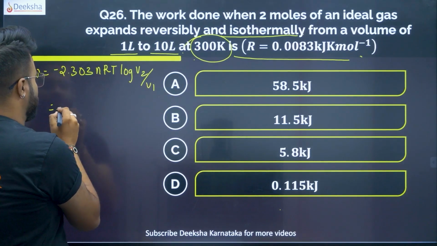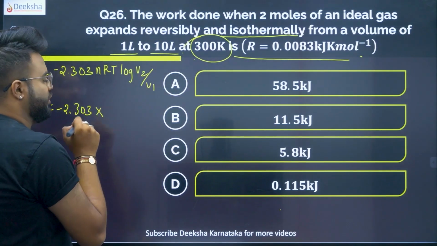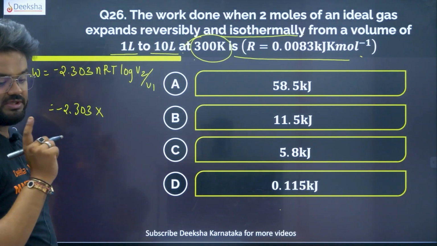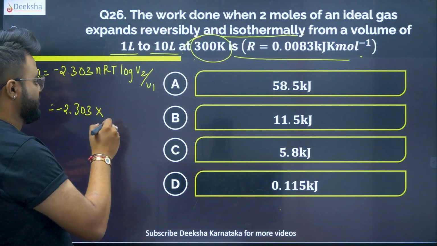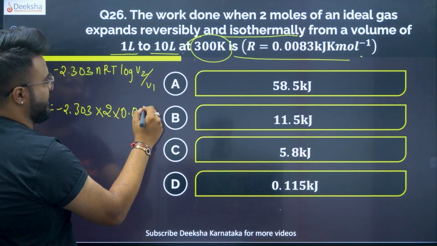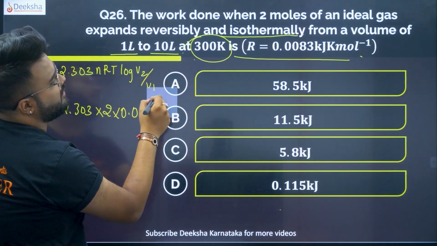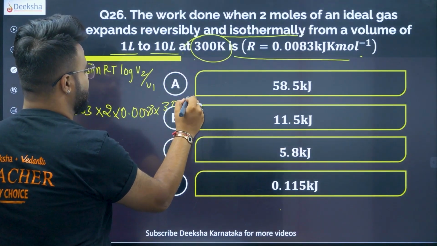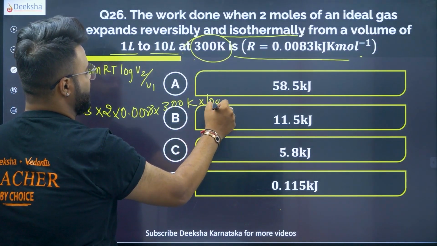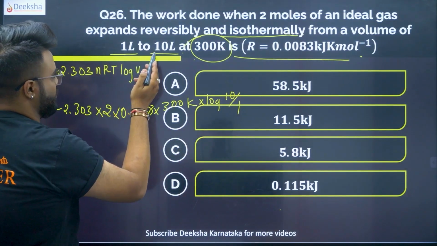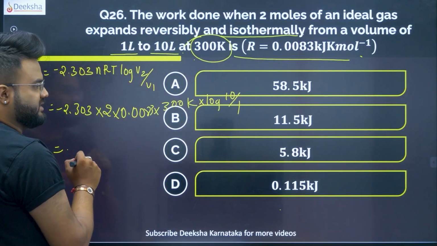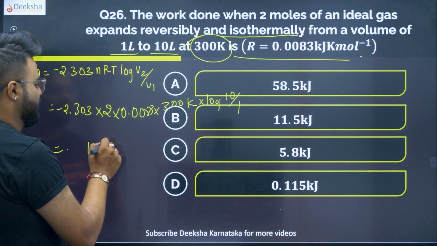So now everything we know, that is 2.303 into n. So what is the n they have given? n is 2 moles. So now coming back to n, we'll add 2, into 0.0083 into 300 Kelvin they have given, divided, okay, log of 10 divided by 1. So that is V2 is 10 liters, V1 is 1 liter. That is nothing but 10 divided by 1. When you do this, you will get 11.5 kilojoules.